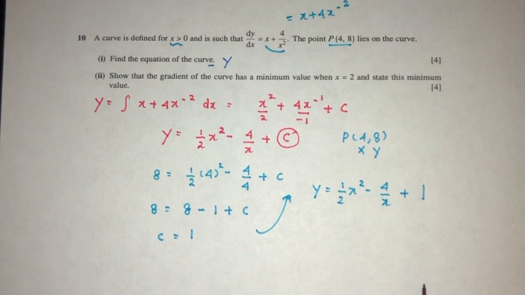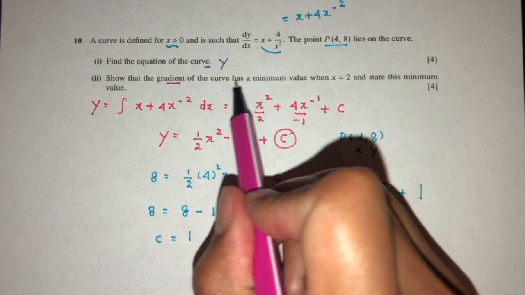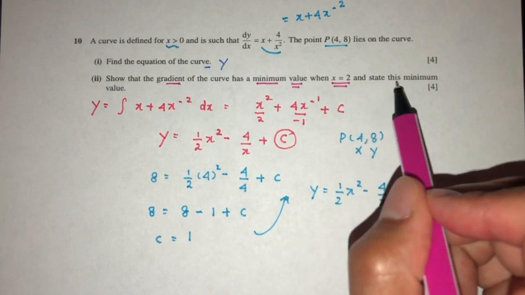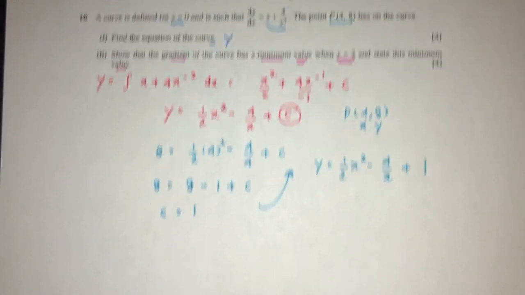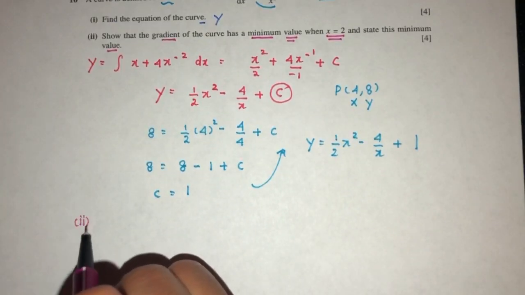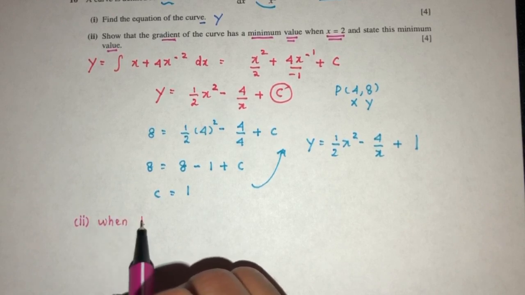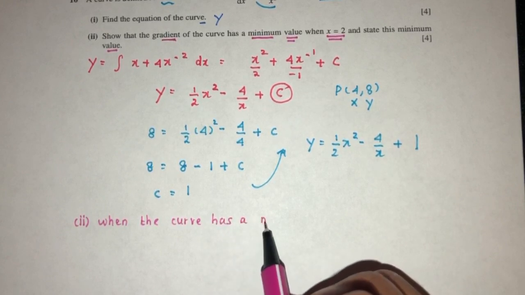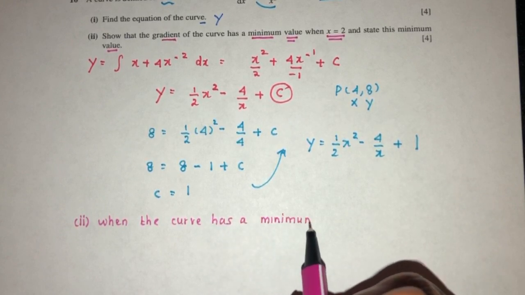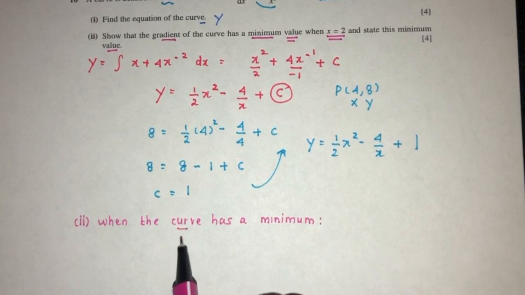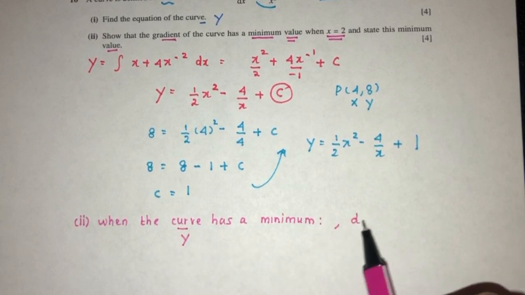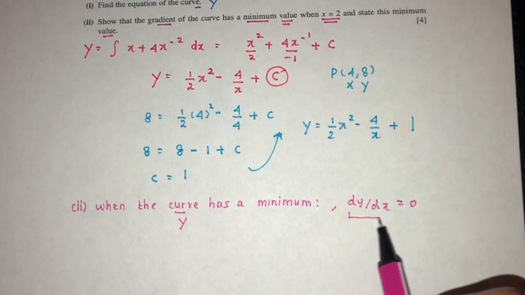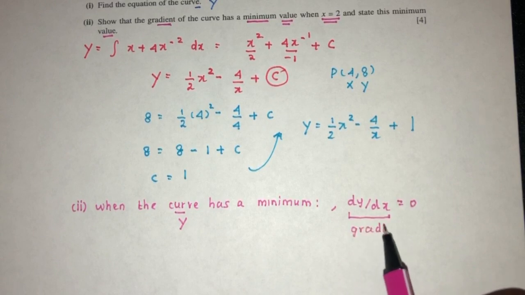Now for part 2, we have to show the gradient of the curve has a minimum value when x equal to 2, and state this minimum value. Okay, so let's find out. As we know, when the curve has a minimum, what do we do? When y has a minimum, we perform dy by dx equal to 0. But now we understand dy by dx is the gradient, right?